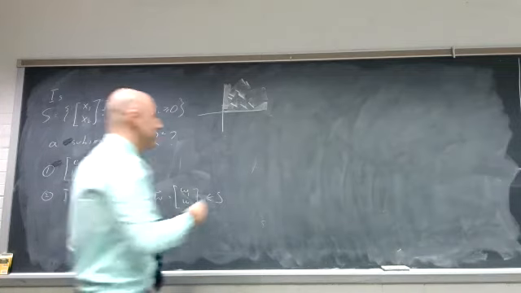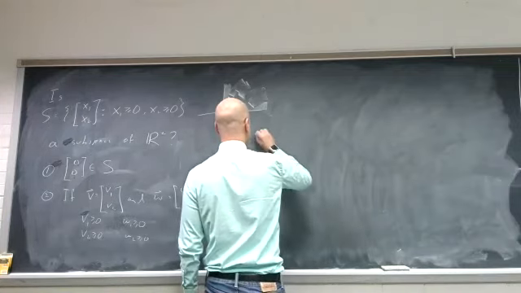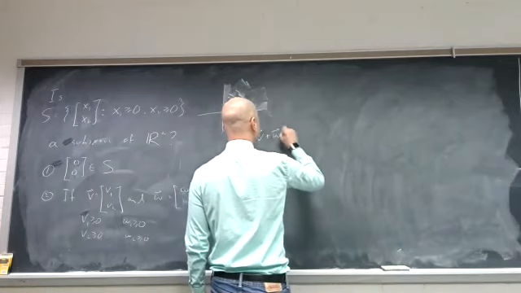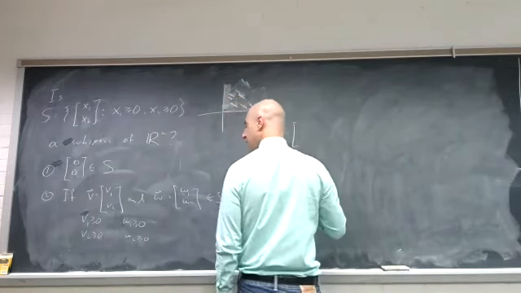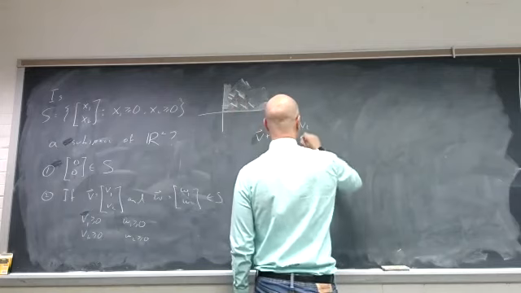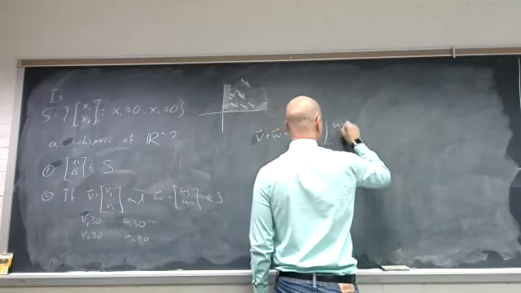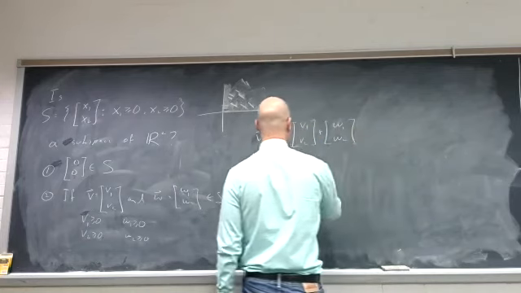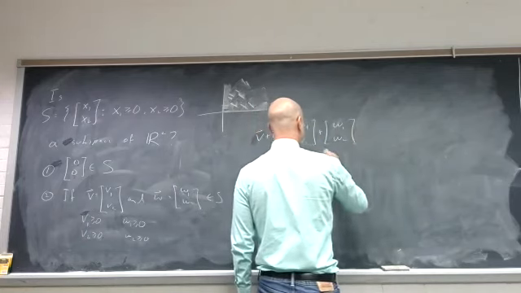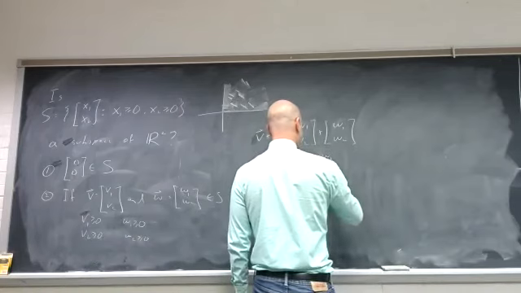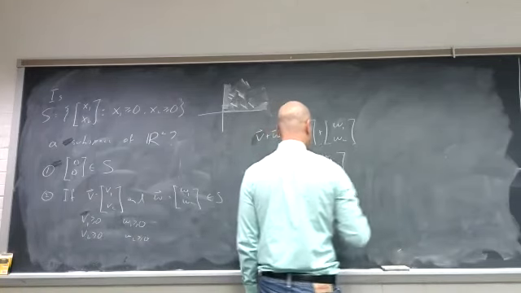So V plus W is V1, V2 plus W1, W2. And this is V1 plus W1, V2 plus W2.